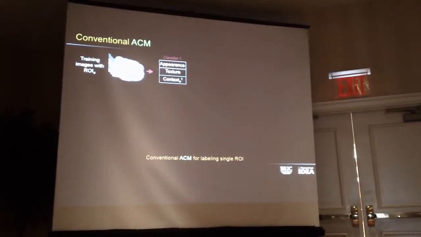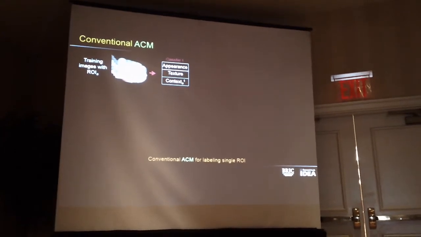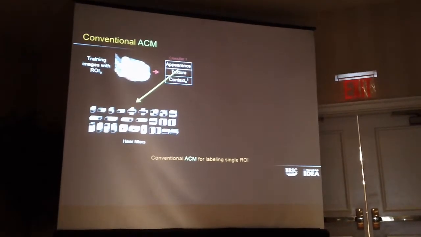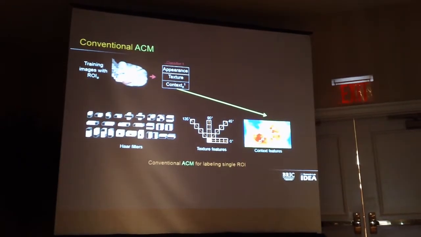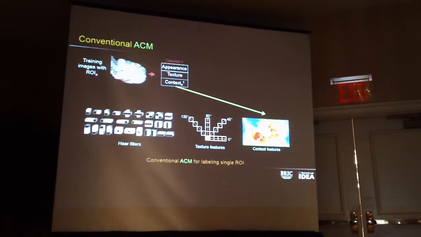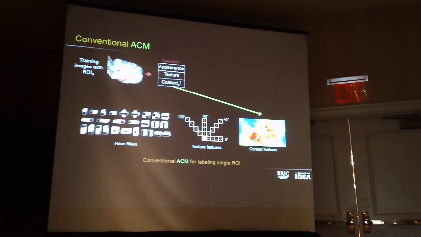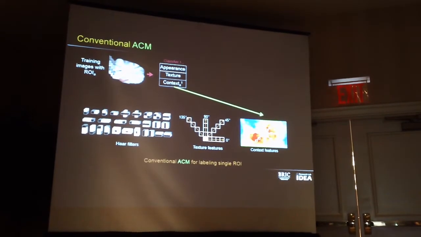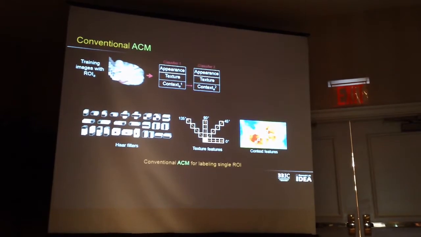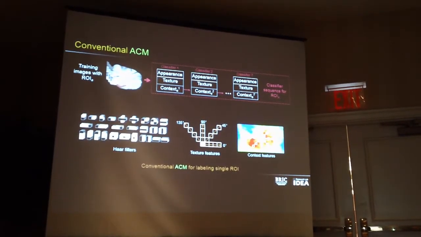Okay. First, I will talk about how to use conventional ACM to label only one ROI. Given the training images, which are pre-labeled and already aligned together, we can extract three kinds of features: the appearance features, the texture features, and context features. Note that the context features are extracted from the initial probability maps. Using this information, we can train the first classifier. Then we apply this classifier to the training images, and we can get new probability maps. So the context features can be extracted again from the new probability maps, and of course, we can get the second classifier. We do it iteratively, so at the end, we can get a classifier sequence for labeling this single ROI.